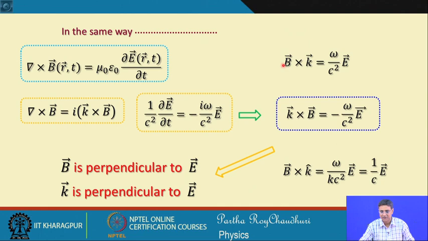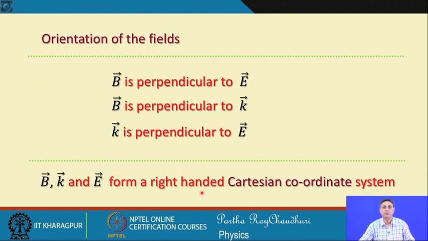You can see that if I want to get rid of this minus sign, we can reverse this position, that is B cross K will be equal to omega by C into E. So, B, K and E form this equation. From here you can conclude that B is perpendicular to E and K is perpendicular to E also. Now, we will look at the consequence of these two findings.